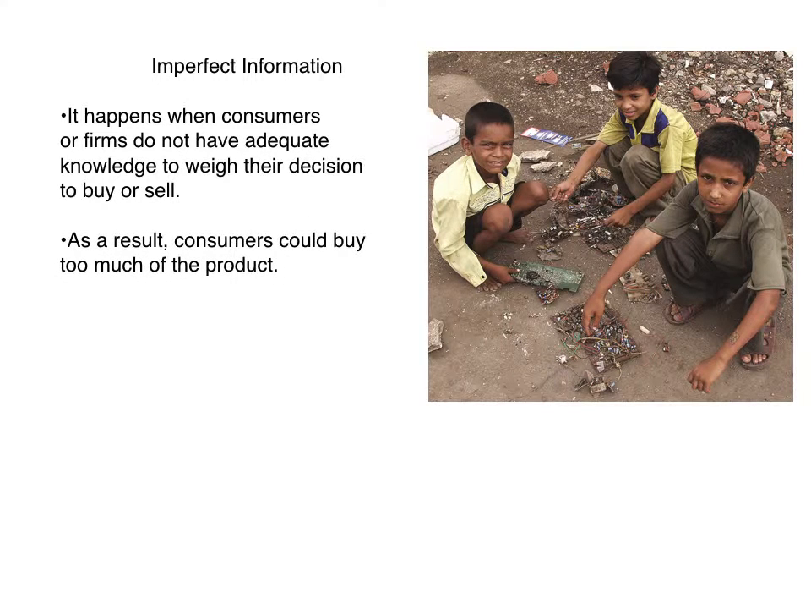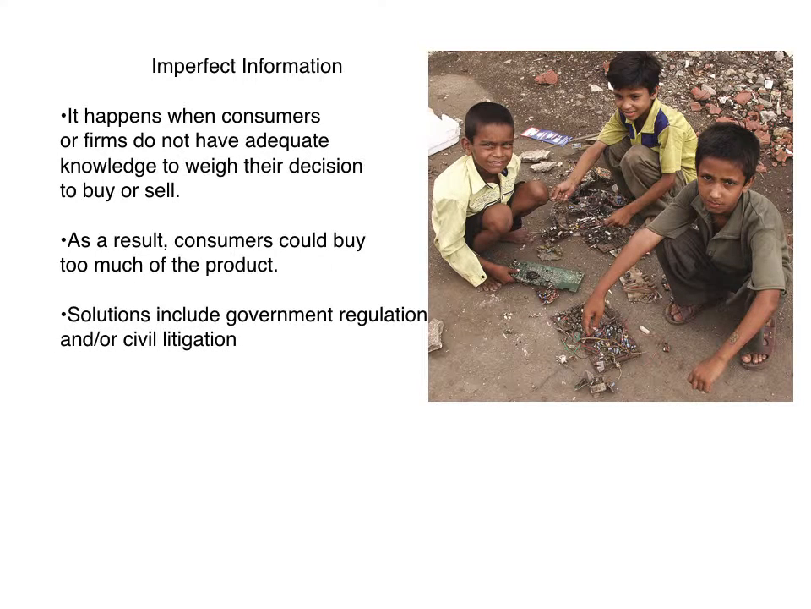Now, as a result of imperfect information, consumers could buy too much of the product. And solutions for imperfect information can include government regulation to require product testing, truth in advertising regulations, and so forth, and or civil litigation. So the affected parties could sue the company for lack of information provided.